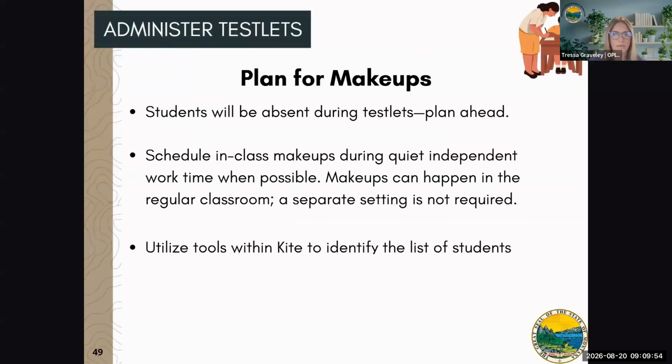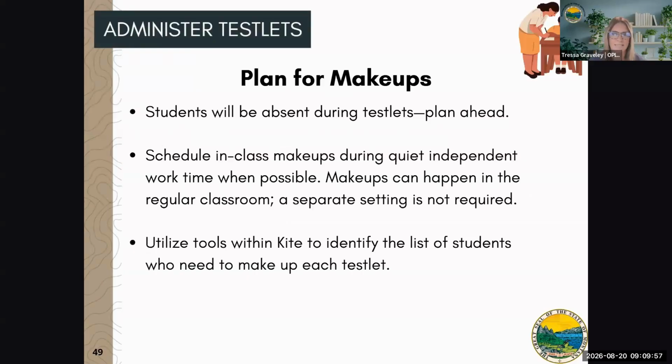And as a reminder, just planning for makeups, students will be absent during testing, so plan ahead. Scheduling these makeups can occur in the classroom during quiet, independent work time when possible. They can occur in the regular classroom. A separate setting is not required. So utilize those monitoring tools that I'll briefly go through in these next slides to identify what students do have makeups. These can be administered throughout the window as a way to decrease disruptions to learning, instead of leaving them until the end of a testing window.